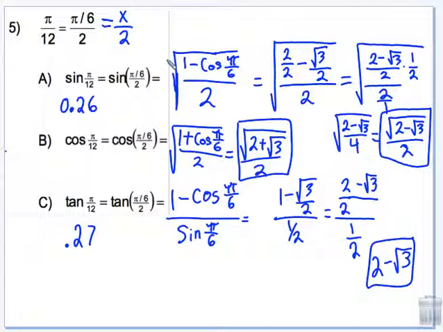And remember, with your half-angle identities, sine and cosine can be negative or positive. You just have to figure out what quadrant you're in. Well, pi over 12 is in quadrant 1, so both of these will be positive.